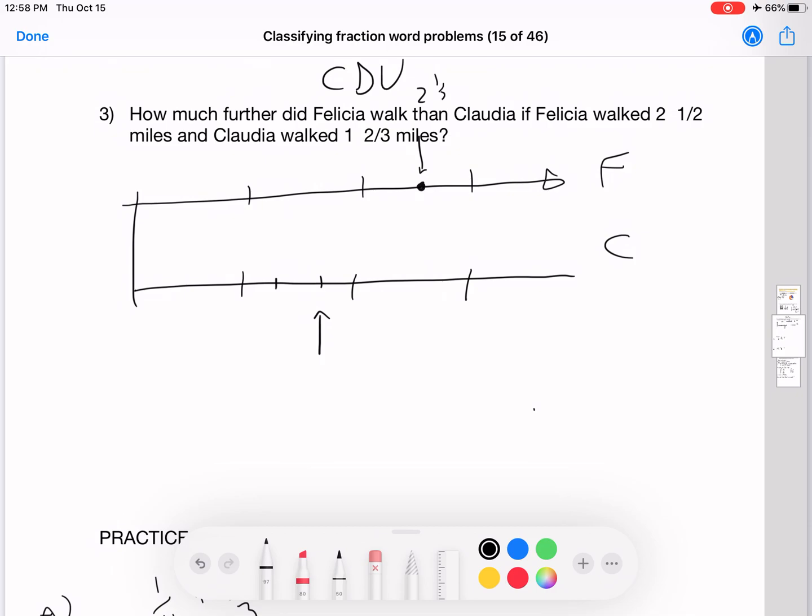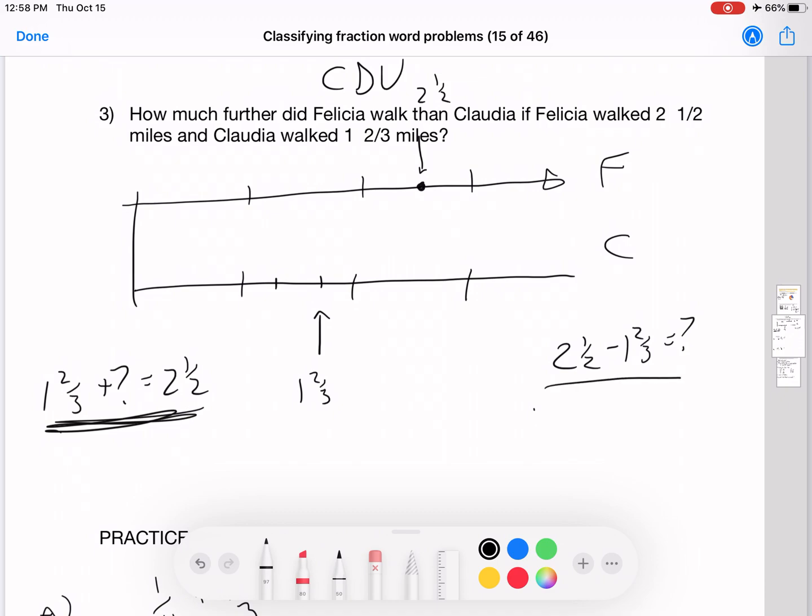So 2.5, 1 2/3. Now again, halves and thirds are not going to line up, but an equivalent fraction for halves and thirds is sixths. And so this again is a compare difference unknown. So I'm going to say I want 2.5 miles, and then I want to take away 1 2/3 miles to see what is the difference between them. Another number sentence could say the 1 2/3 plus what gets me up to 2.5. But then to solve this, you would turn it into the corresponding subtraction sentence.